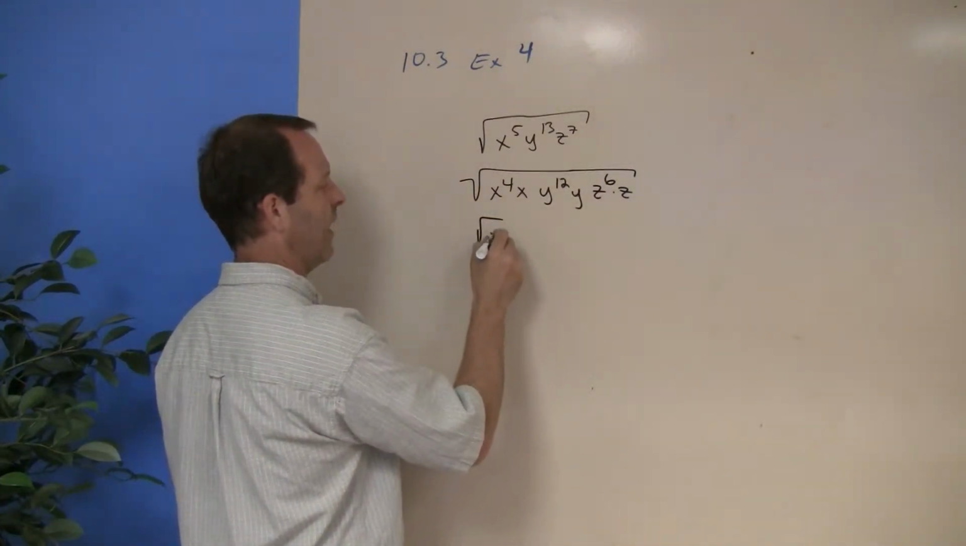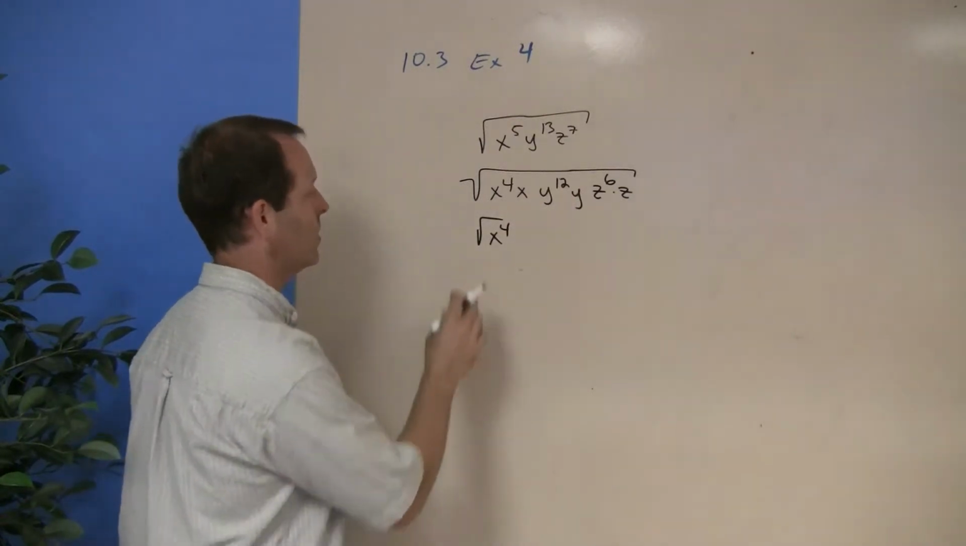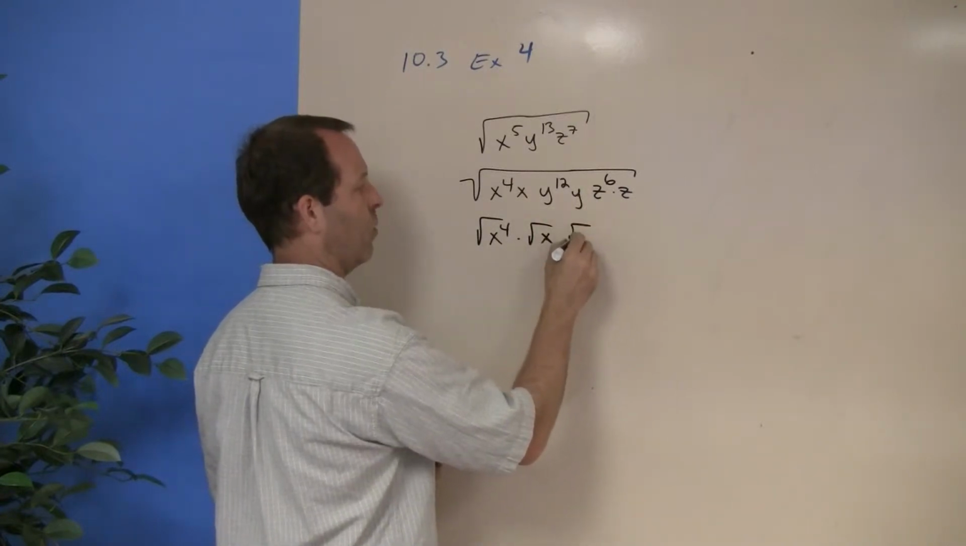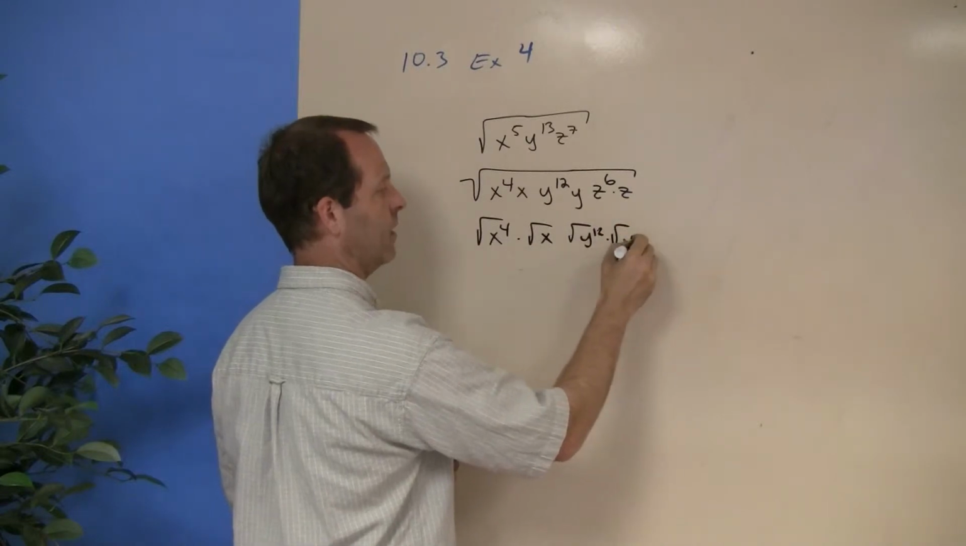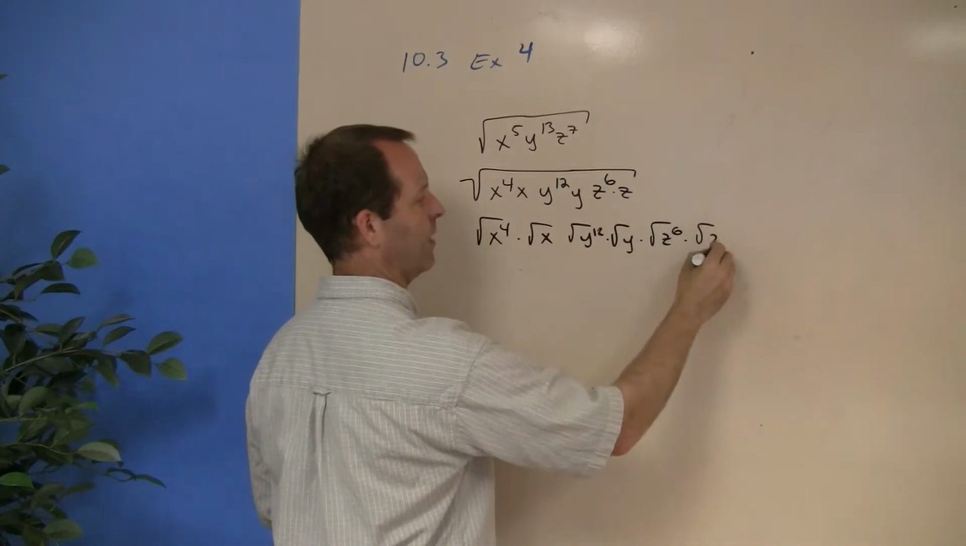I have the square root of x to the 4th. I'm going to break them up into their individual square roots now. Square root of x to the 4th times the square root of x. Square root of y to the 12th times the square root of y. Square root of z to the 6th times the square root of z.